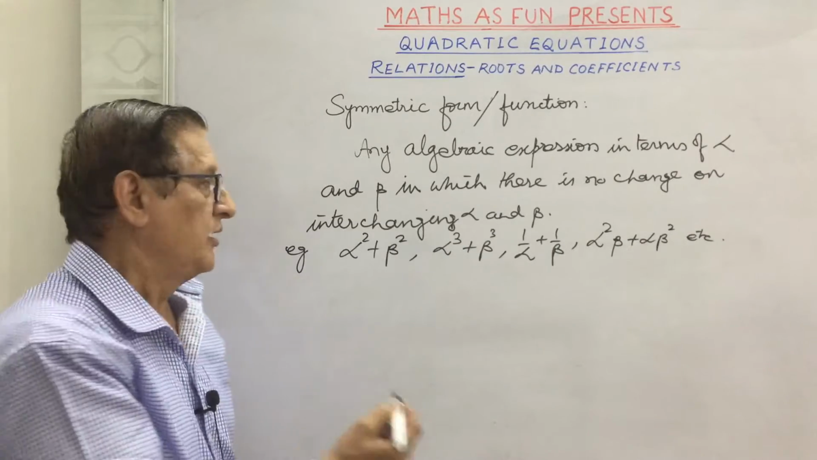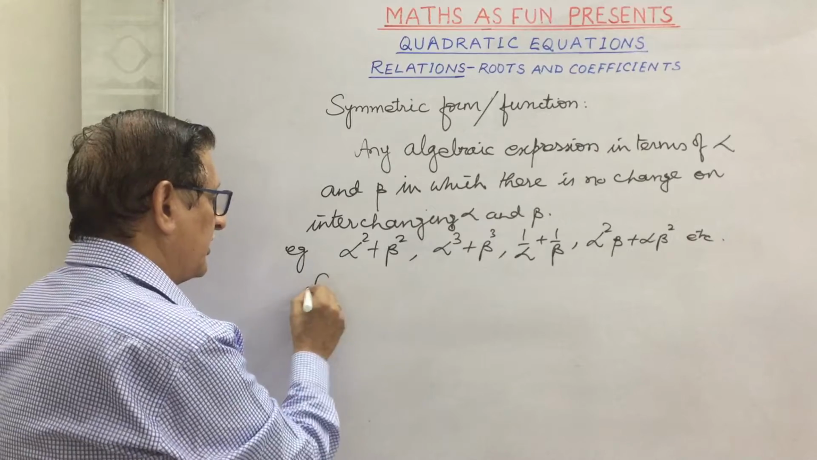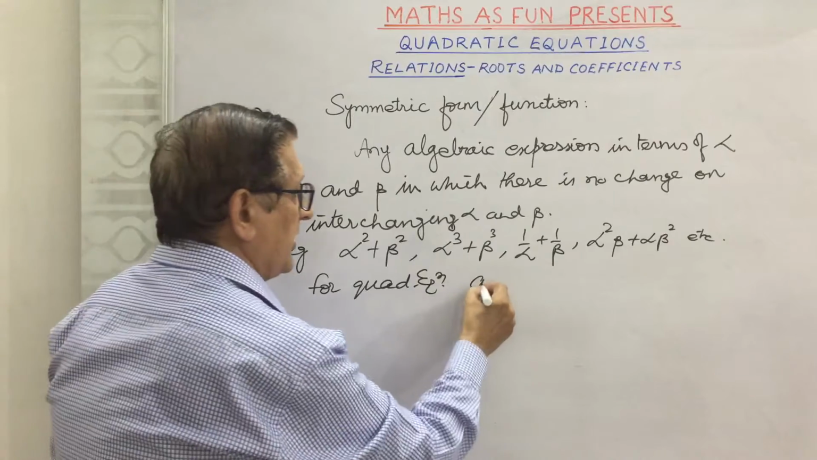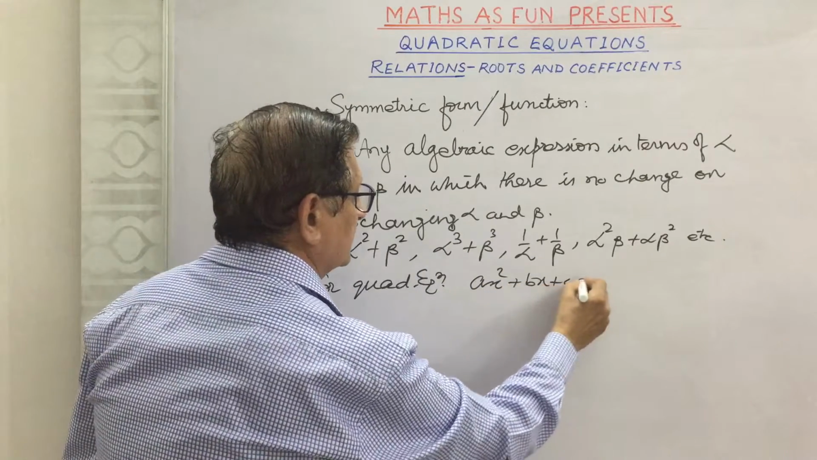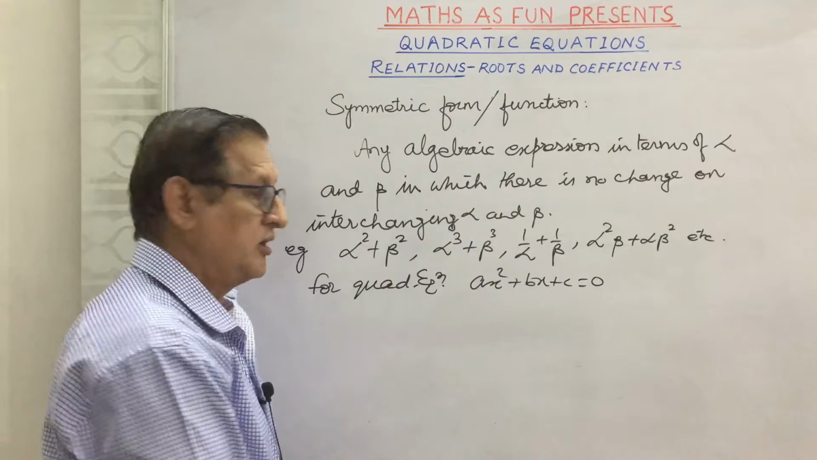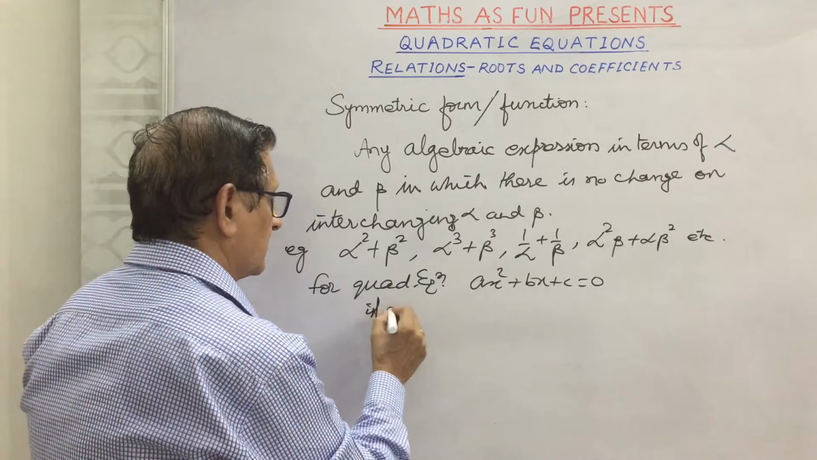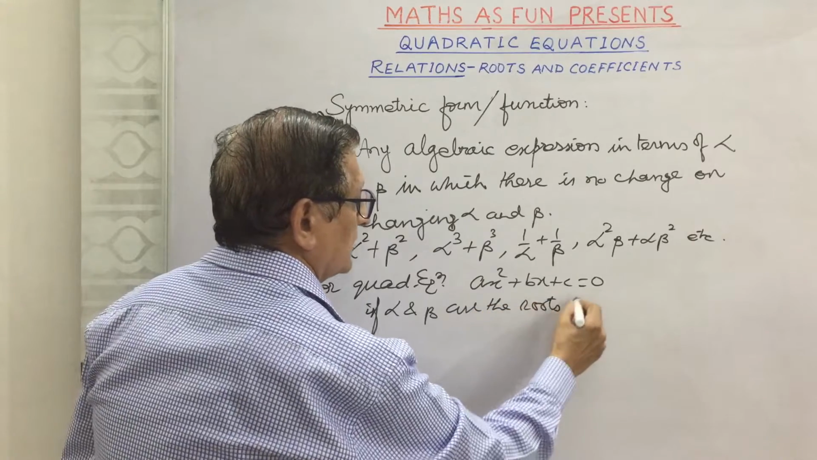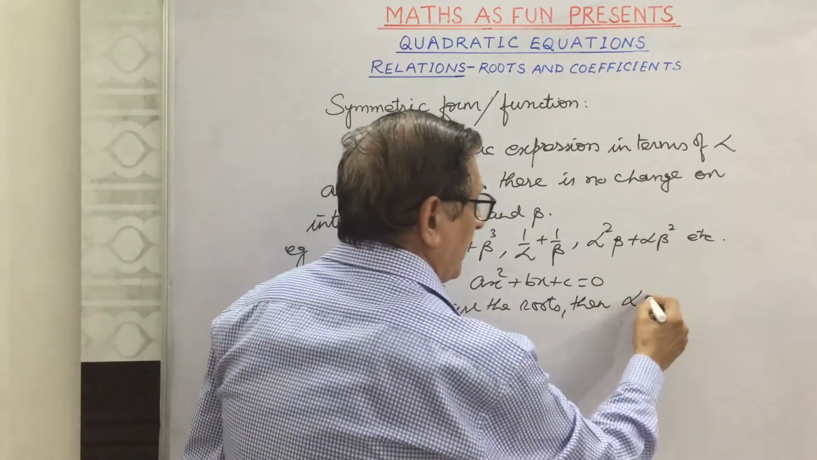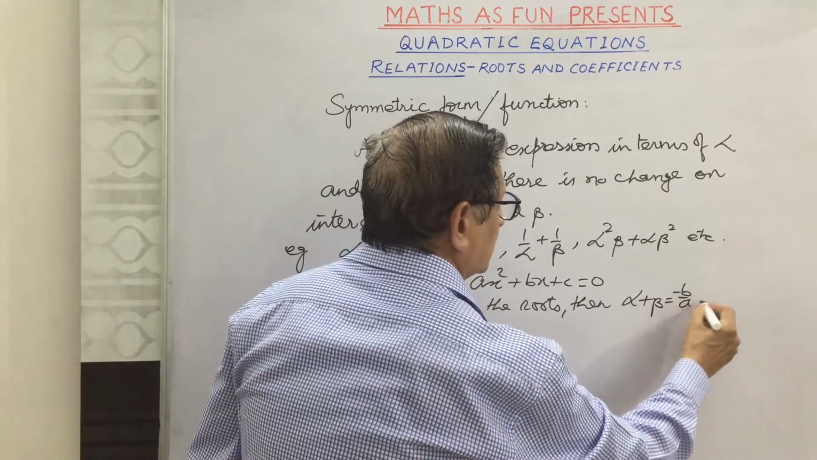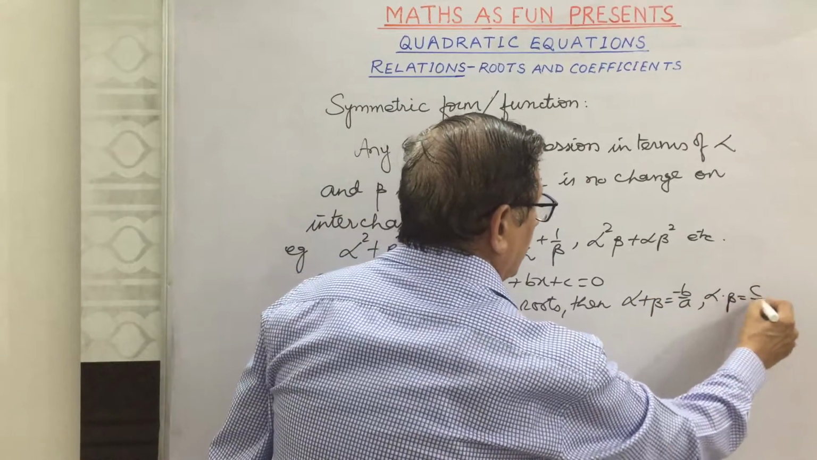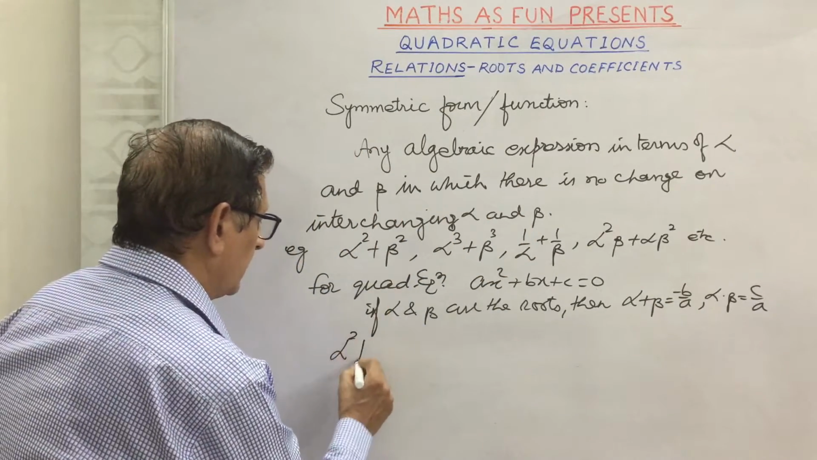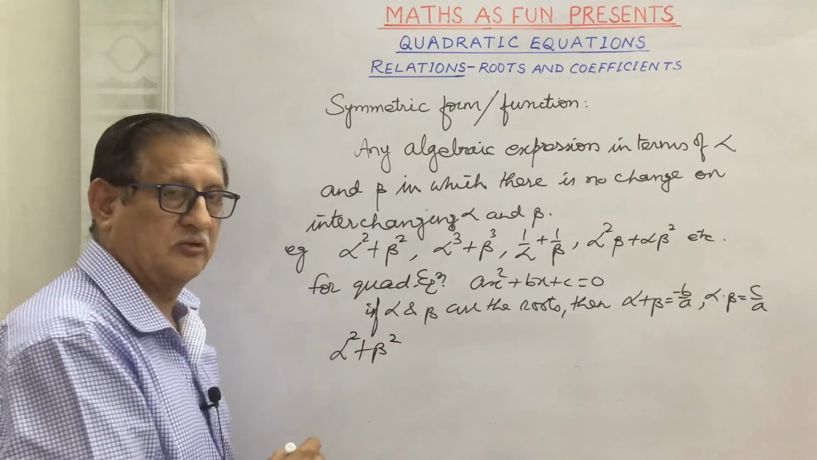Let's learn that. Like we have the first one, for any quadratic equation ax square plus bx plus c equal to 0, if alpha and beta are the roots, then we know that alpha plus beta is equal to minus b by a and alpha into beta is equal to c by a. To find the value of alpha square plus beta square, what we will do?